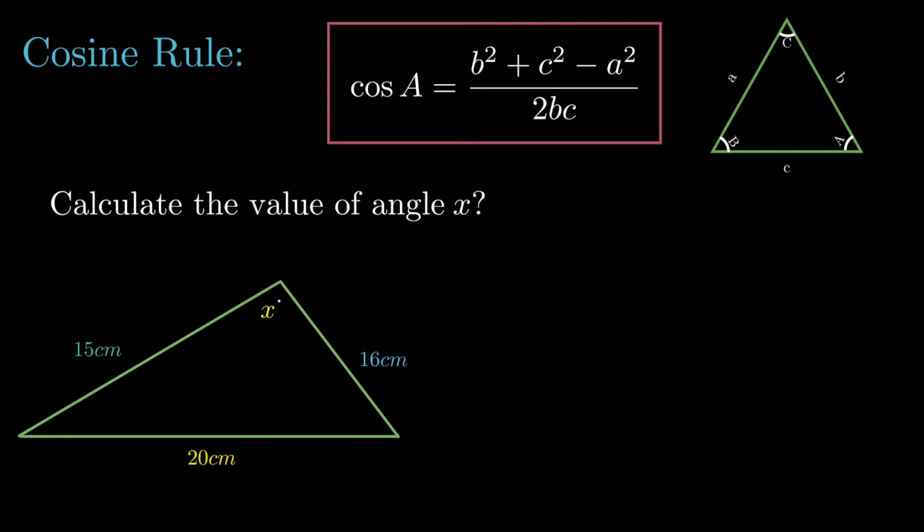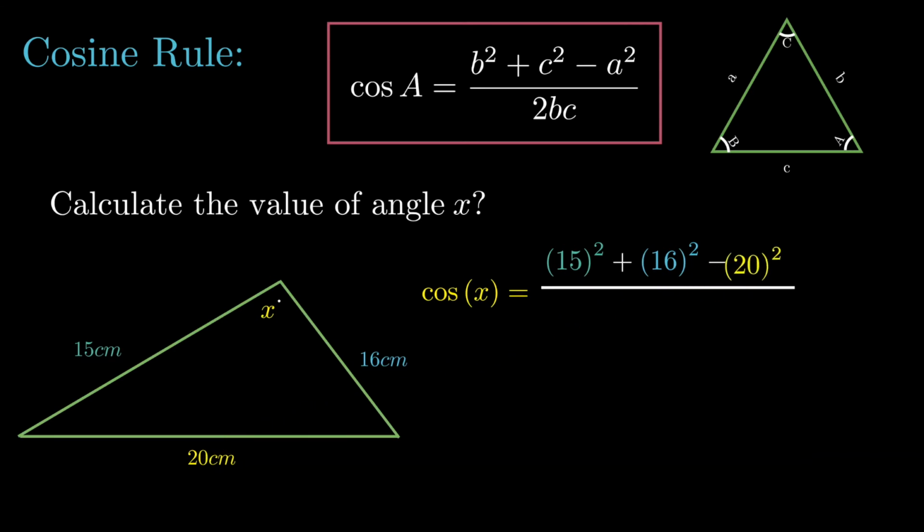So if we start, we get cos x, as that's the angle we're trying to calculate, is equal to b squared, which is 15 squared, plus c squared, which is 16 squared, minus a squared, and a is opposite the angle A, which is 20 centimeters, so minus 20 squared, and that's going to be over 2 times b times c, which is 2 times 15 times 16.